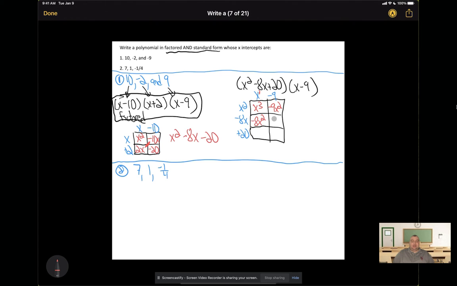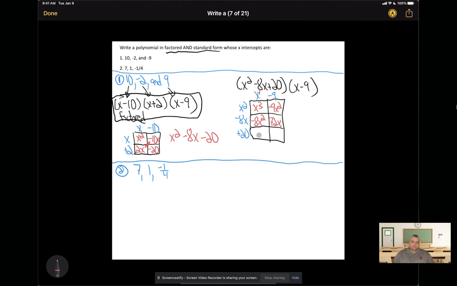Negative 9 times negative 8x. So that's a negative times a negative, so that's going to be a positive 72x. Negative 9 times negative 8 is positive 72.